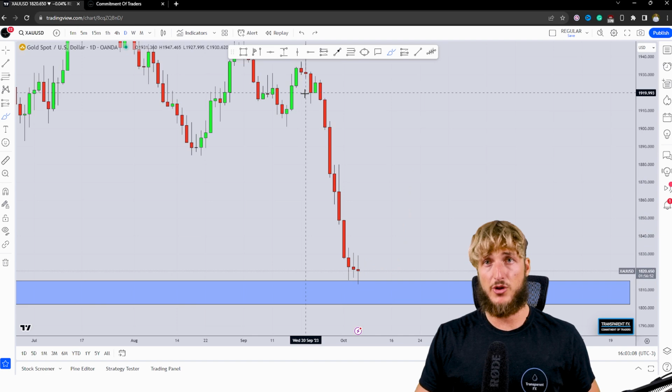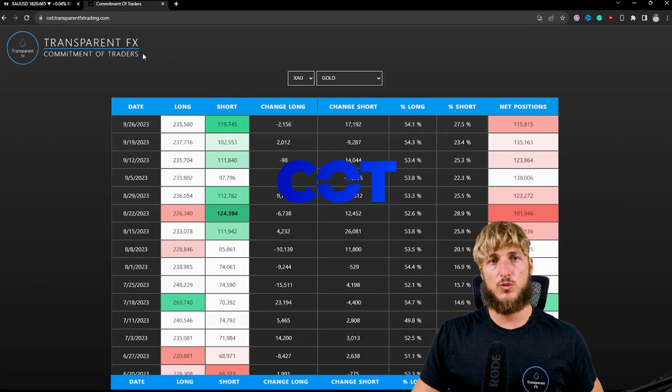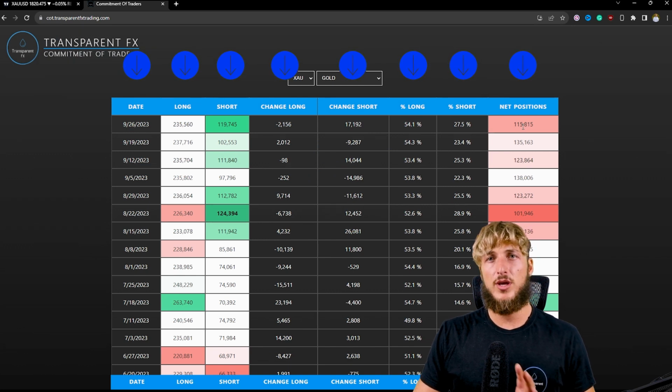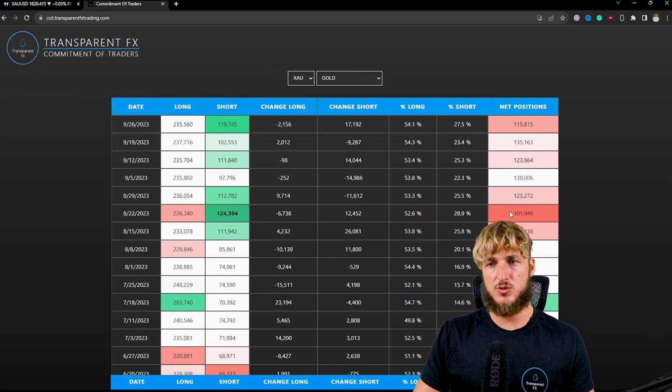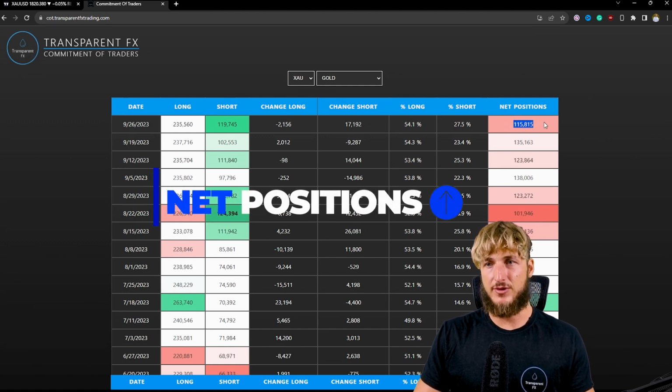Now, speaking about institutional buying, if we go and see what we have when it comes to the commitment of traders, up to the last report, we weren't seeing any kind of strong institutional buying. In the long run, we were getting a slight increase of the net positions. We went from 101k net positions up to 115k net positions.